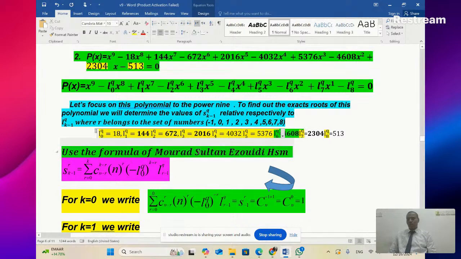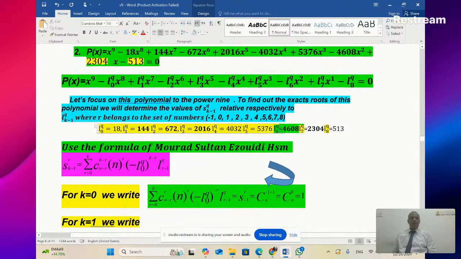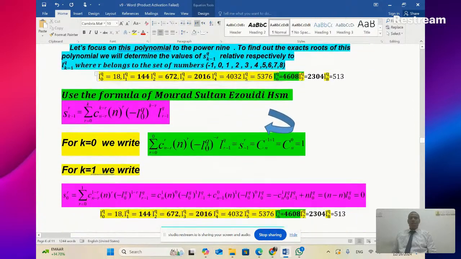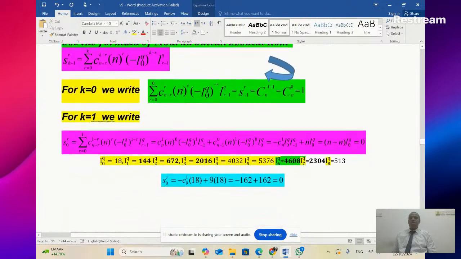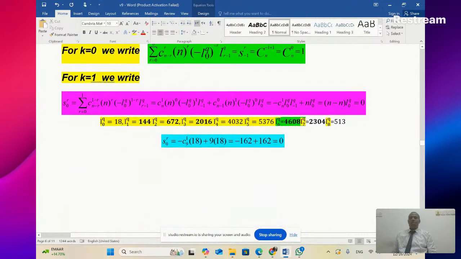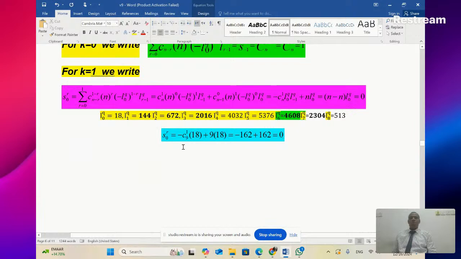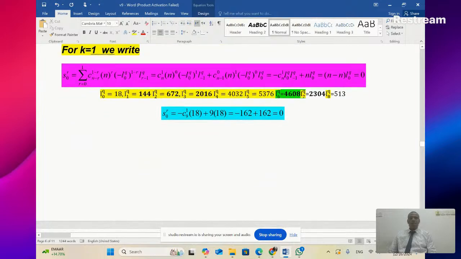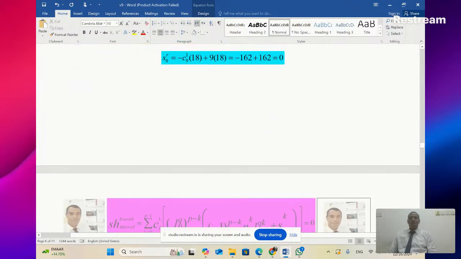I'm going to apply the formula of Mr. Murad from his video, or it's his own theorem, and I will calculate. So s minus 1 is 1, and S1 is always equal to 0, because negative combination 1 times 18 plus 9 times 18 equals negative 162 plus 162 equals 0. Therefore, I calculate now S1, then I should calculate S2.